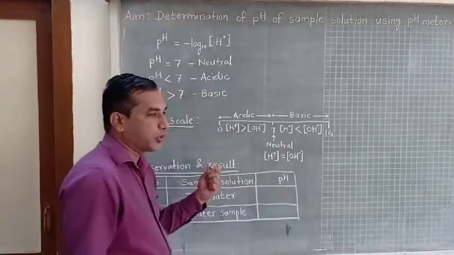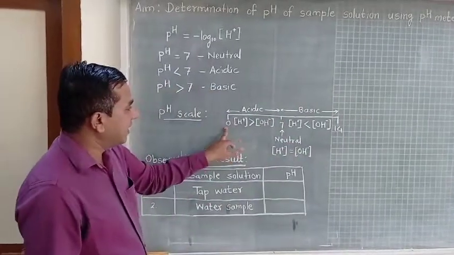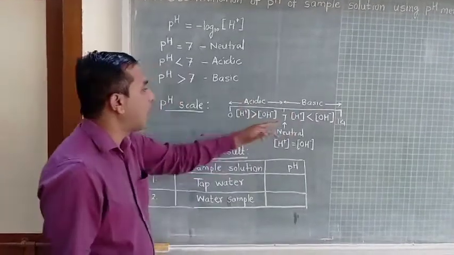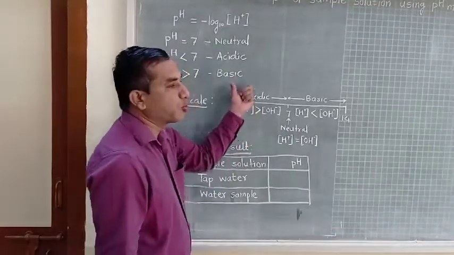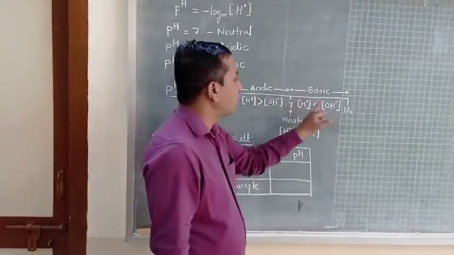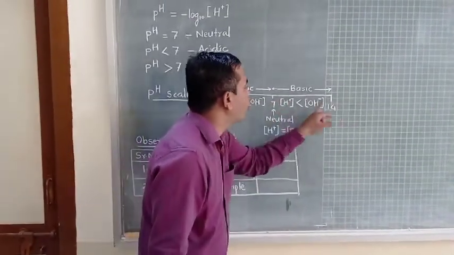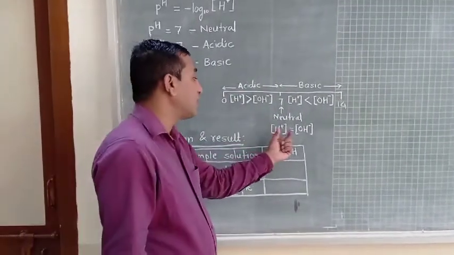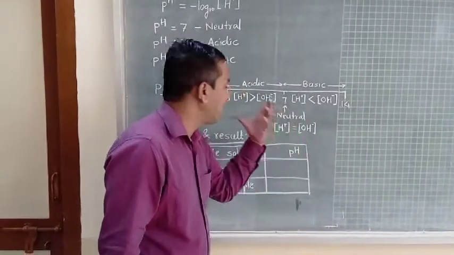It is divided into two segments, 0 to 7 and 7 to 14. When the pH is less than 7, that solution is acidic. And as we move from 7 to 0, the acidic strength goes on increasing, because the concentration of hydrogen ion goes on increasing and the concentration of OH minus goes on decreasing. As we move from 7 to 14, the solution becomes basic, and the basic strength goes on increasing. pH exactly 7 is called a neutral solution, where the concentrations of H plus ions and OH minus ions are the same.